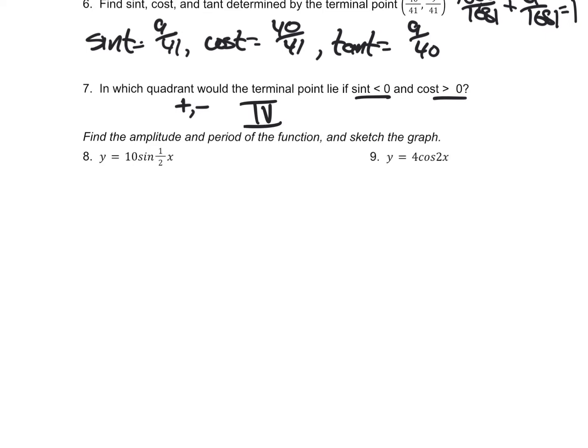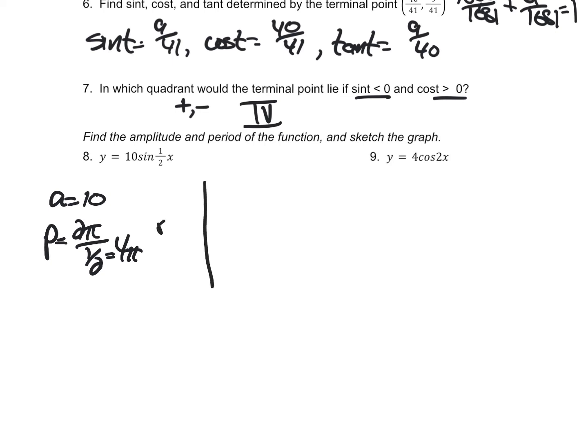All right, number 8 says find the amplitude and period of the function and sketch the graph. The amplitude of this one, remember, amplitude is just the number in the front. It's 10. The period is always 2 pi divided by what's in front of your x, 2 pi divided by b. 2 pi divided by 1/2 is going to be 4 pi. And it says sketch the graph. We can just graph one period of that.